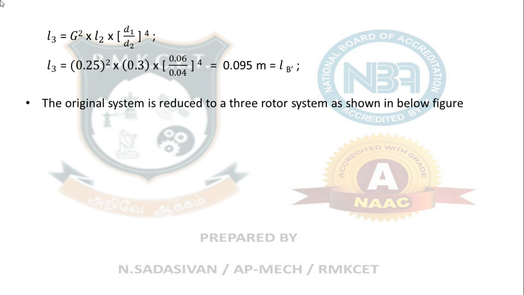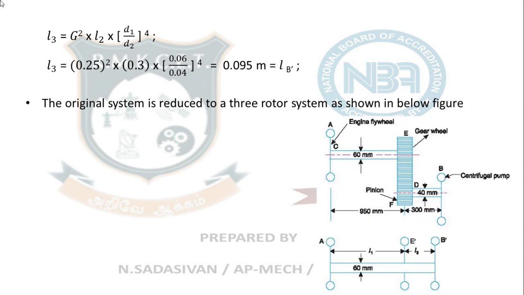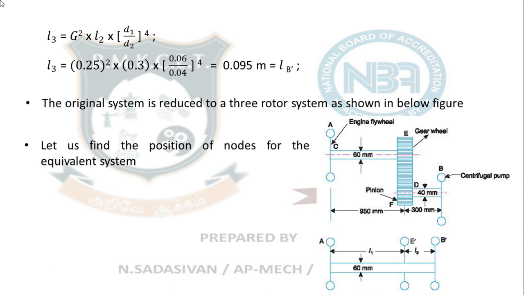The original system is reduced to a 3 rotor system as shown below. Let us find the position of the nodes for the equivalent system. Any doubts up to this? Why am I having a third rotor E dash? Because you are considering the inertia of the gears. I am replacing it with an equivalent rotor E dash, whose inertia you have found out, IE dash equal to IE plus IF by G square.